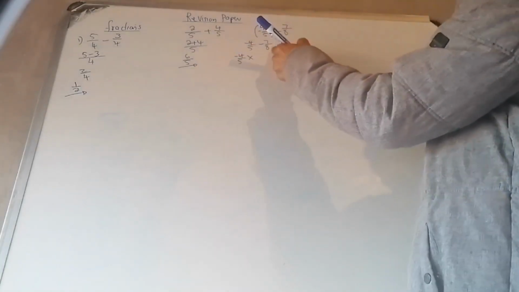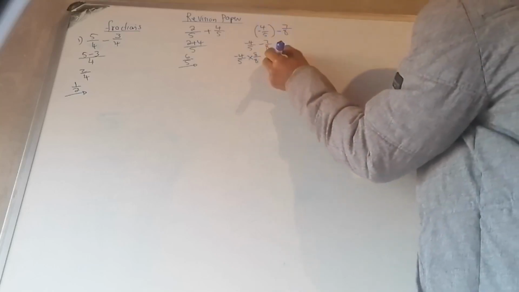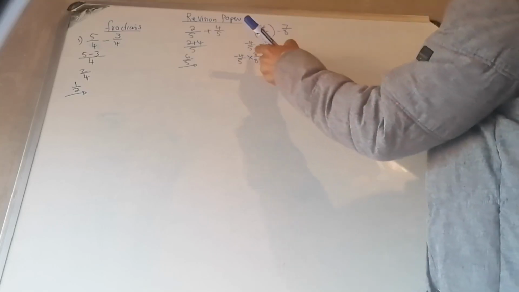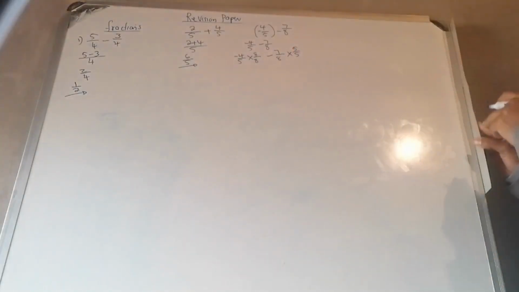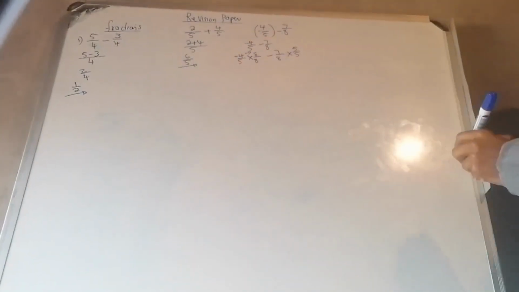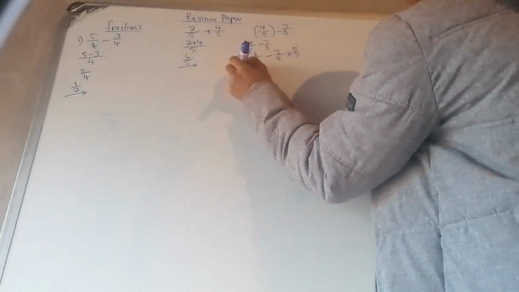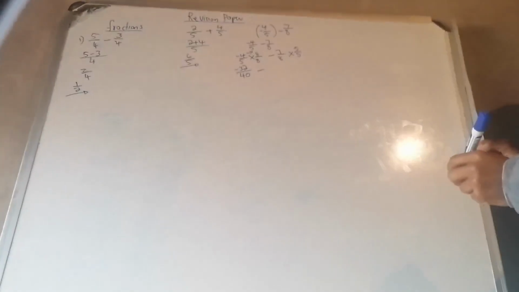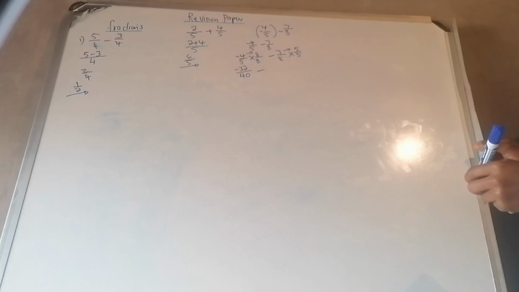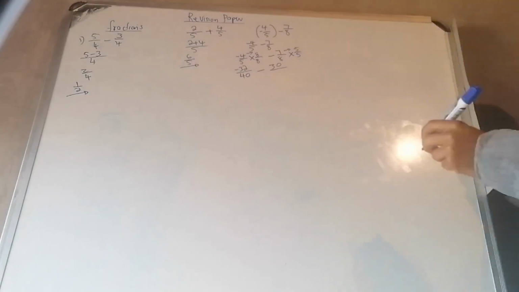-4/5 I multiply by 8/8 minus 7/8 I multiply by 5/5. Right, we multiply -4 times 8, which is -32, so -32/40, minus 7 multiplied by 5, which is 35.